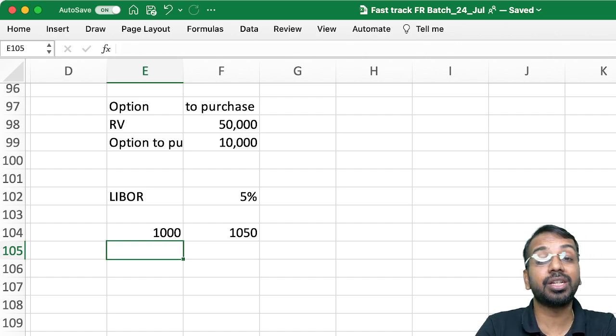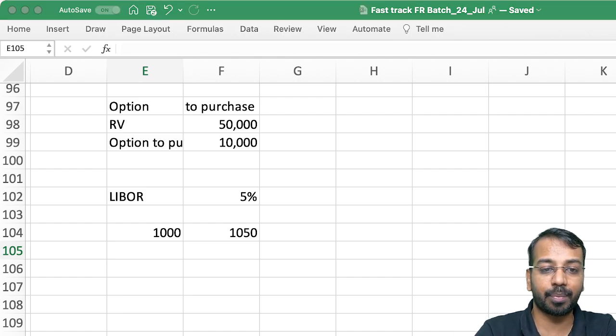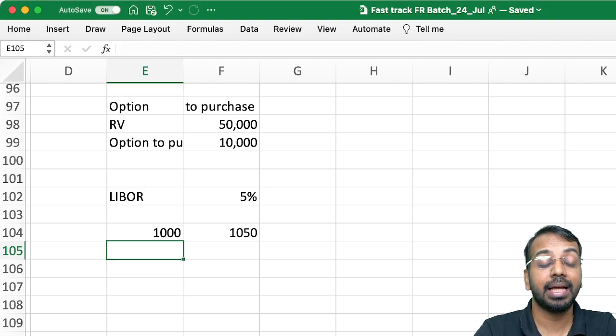Sir, what if the rate changes in the future? If the rate changes in the future, then the differential part, whatever extra amount we pay beyond what we have calculated, will be taken to P&L.